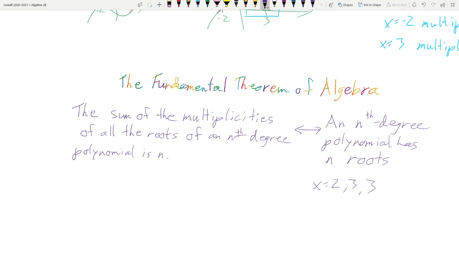Another way to say that, which is again the same thing, is that if you add up the multiplicities of all the roots, so this would be multiplicity 1, this would be multiplicity 2, that equals the actual degree of the polynomial, which is n. Like our example, we had a third degree and there were 2 roots, multiplicity 1 and multiplicity 2. So these are the same thing.